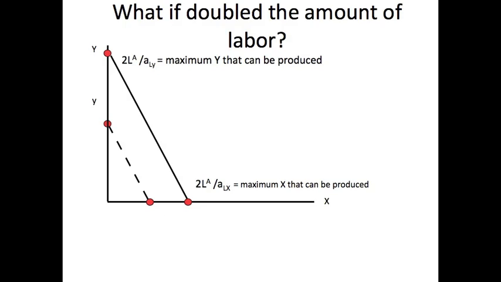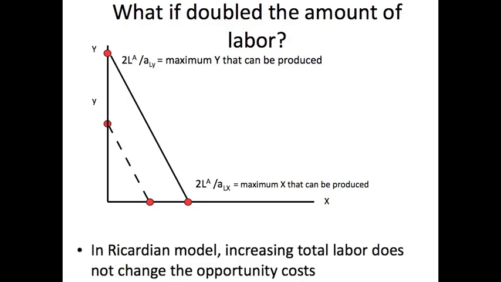And what we see is that the PPF is basically an expanded version of the original PPF. That is to say, the trade-off between the production of the two goods, the slope of the PPF, doesn't change. So the opportunity cost of X and Y doesn't change in the Ricardian model if labor amounts change. That will not be the case in the neoclassical model that we'll be analyzing a bit later.